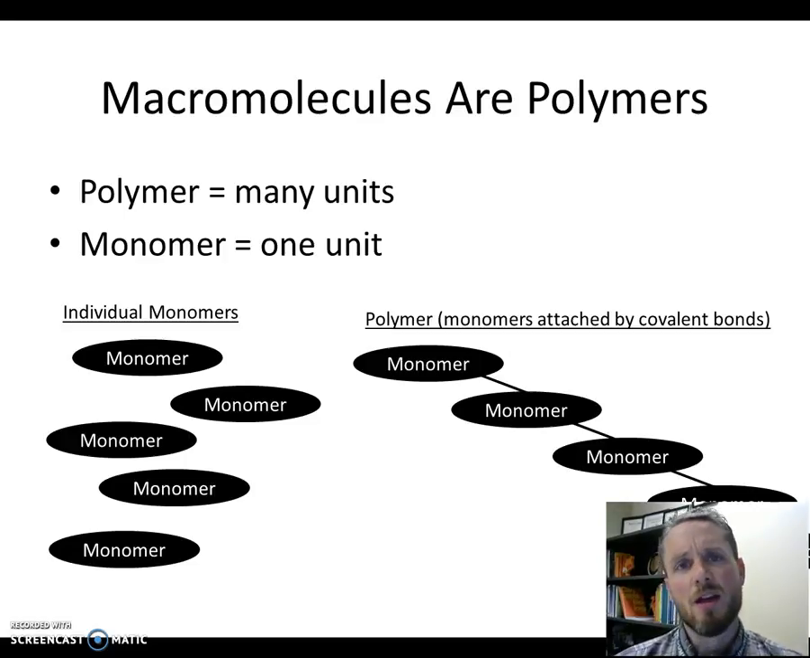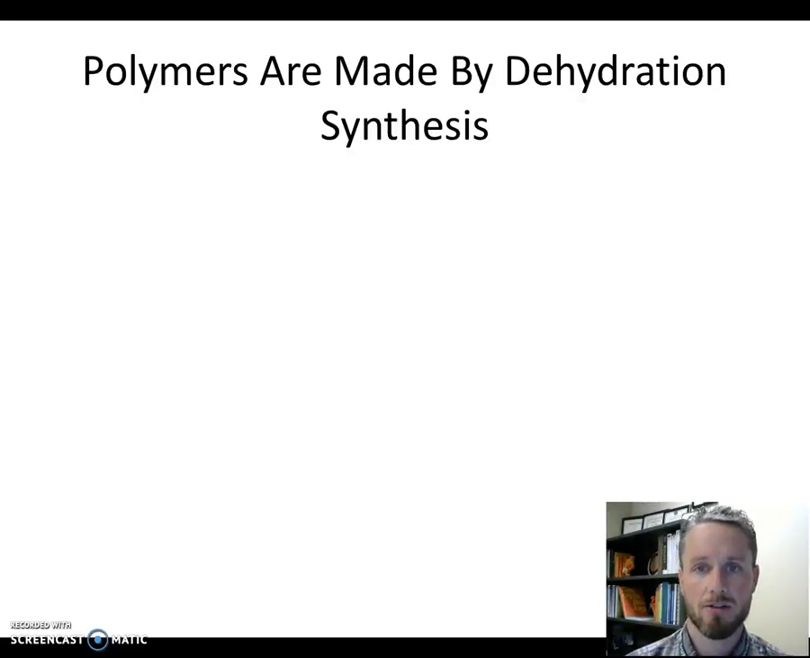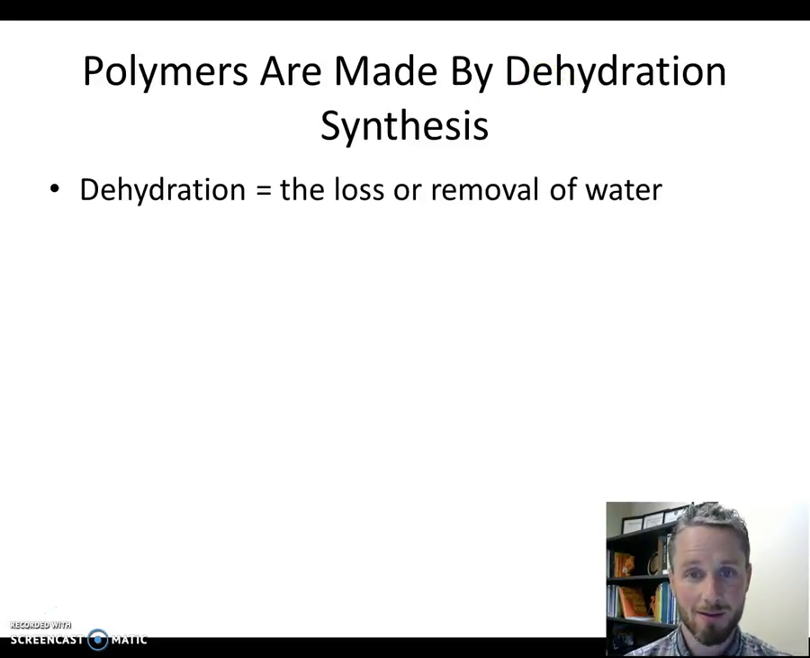All right, so the other common thing we want to address is how we construct these polymers. All four of the polymers that we talked about, carbohydrates, proteins, lipids, and nucleic acids, are made through a common kind of chemical reaction called dehydration synthesis. So we're going to be synthesizing our polymer, and there's dehydration involved. Hopefully you've heard of dehydration before, but just to make clear, dehydration is the loss or removal of water. So dehydration synthesis is a chemical reaction where water gets removed.